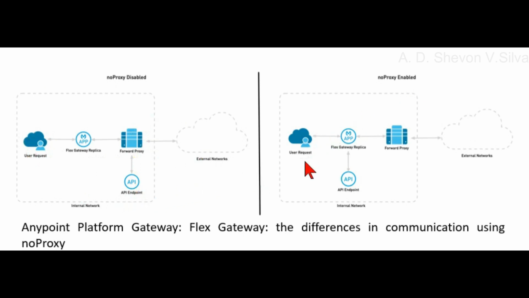Here noProxy is enabled. The user request interacts with the Flex Gateway replica, and the Flex Gateway replica interacts with the API endpoint. The Flex Gateway replica also interacts with the forward proxy. The user request, Flex Gateway replica, API endpoint, and forward proxy are in the internal network. Here the forward proxy interacts with external networks. This is noProxy enabled.